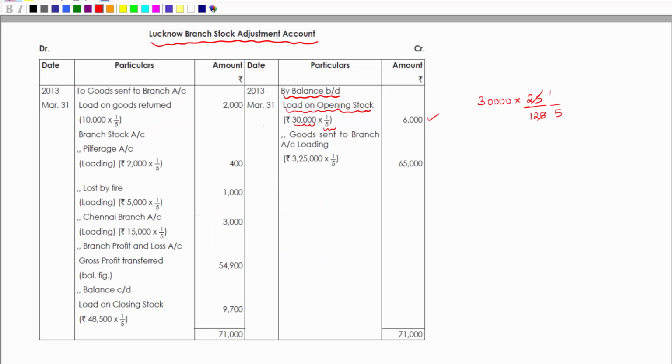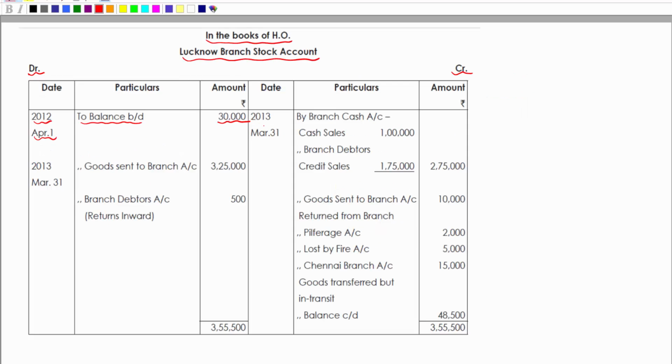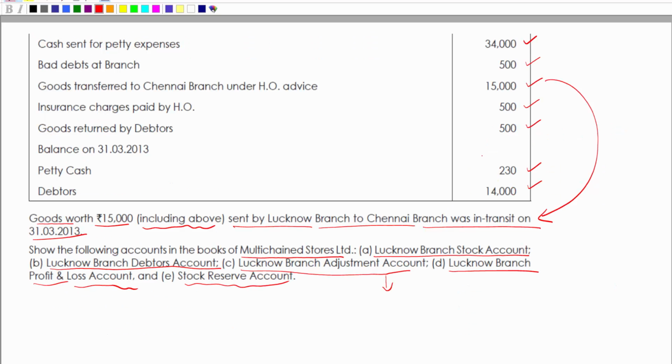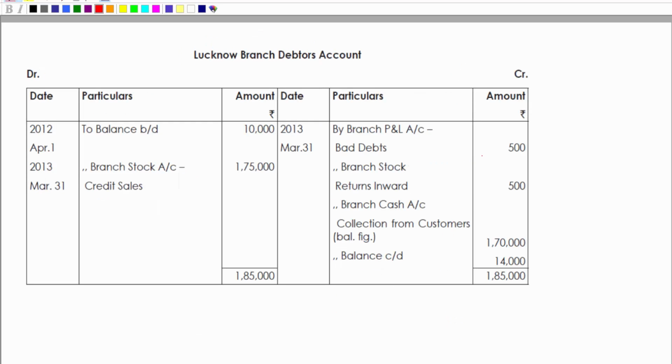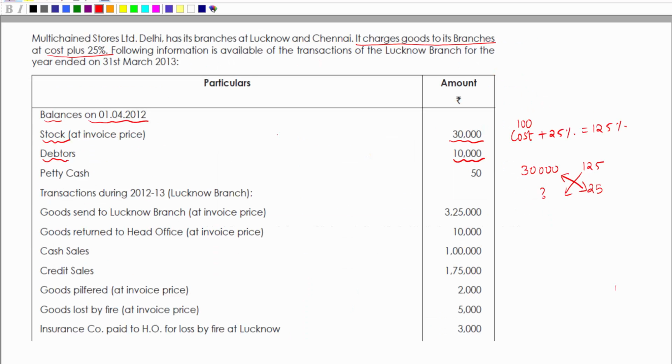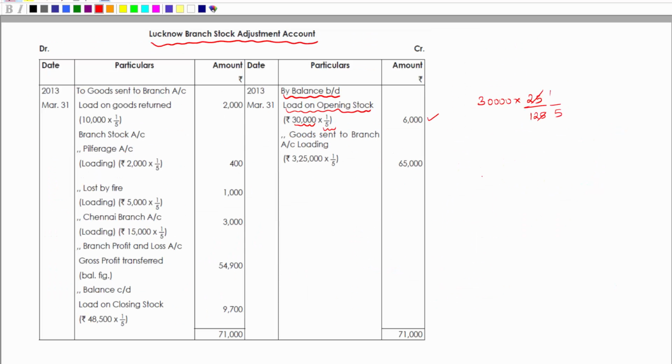We have seen the various effects of one single transaction. Going back to the question, we have opening debtors. How much? 10,000. So let's go to branch debtors account. It means we have to open this account, Lucknow branch debtors account. On debit side, on 1st April 2012, we'll say to balance brought down 10,000. So we have captured opening balance in debtors. Then we have petty cash 50. So let's open an account for petty cash also. It is somewhere here.